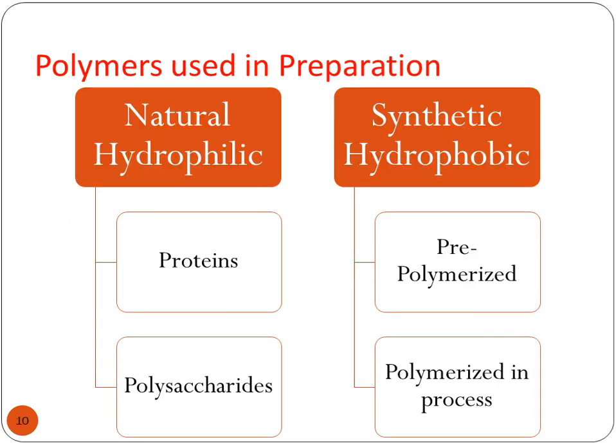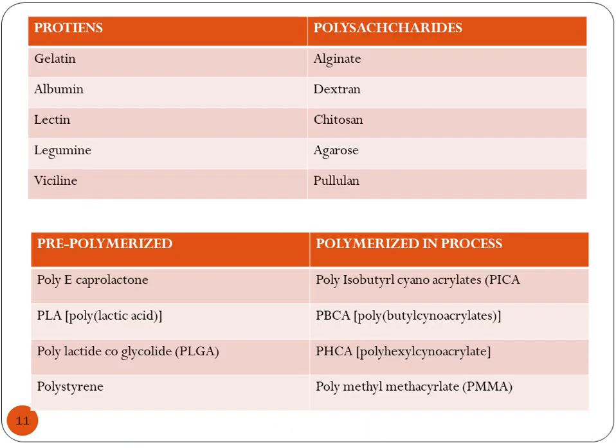These are the various polymers which are used in the preparation of nanoparticles. First are natural hydrophilic polymers. In this, proteins and polysaccharides are there, then synthetic hydrophobic polymers are there. In this, pre-polymerized or polymerized in process polymers are there. Examples are in the next slide.